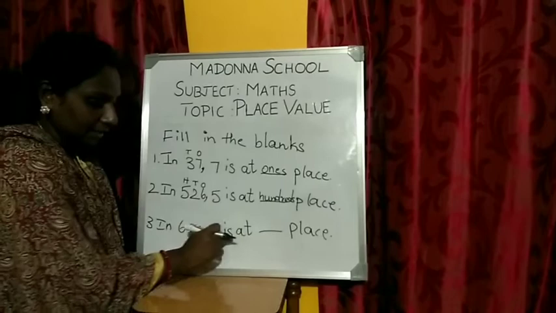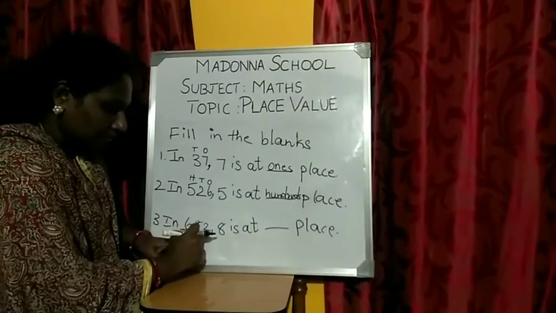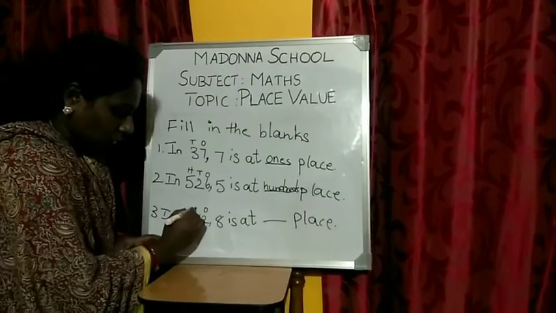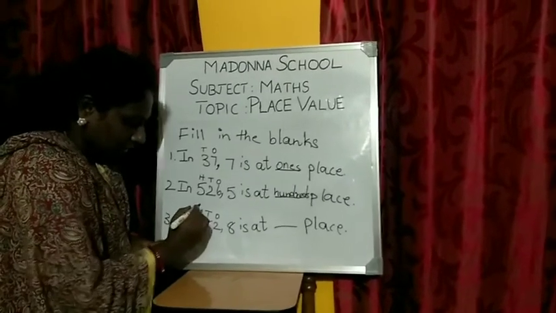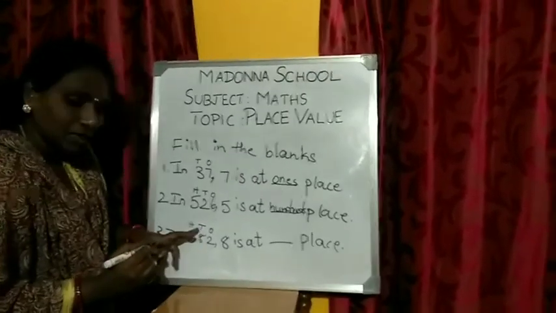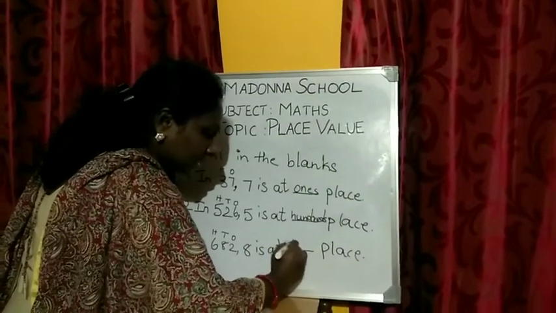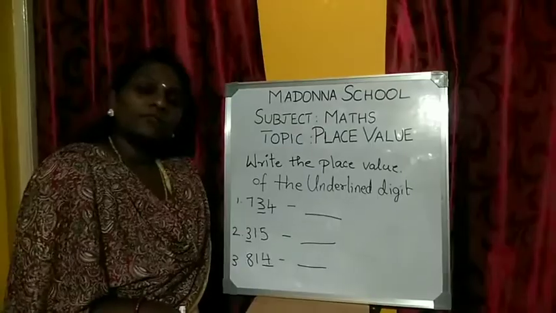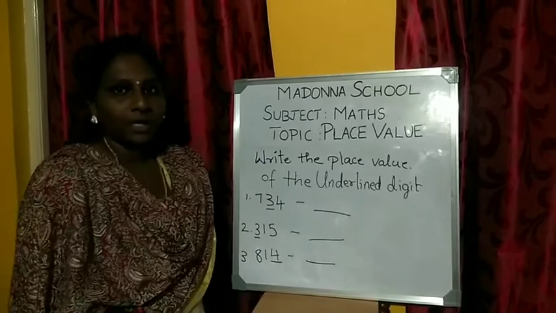The third example is in 682. 8 is at dash place. So same way, first place is called ones, second place is called tens, third is called hundreds. So 8 is at what place, children? It is in tens place. So write here tens, T-E-N-S. Tens.